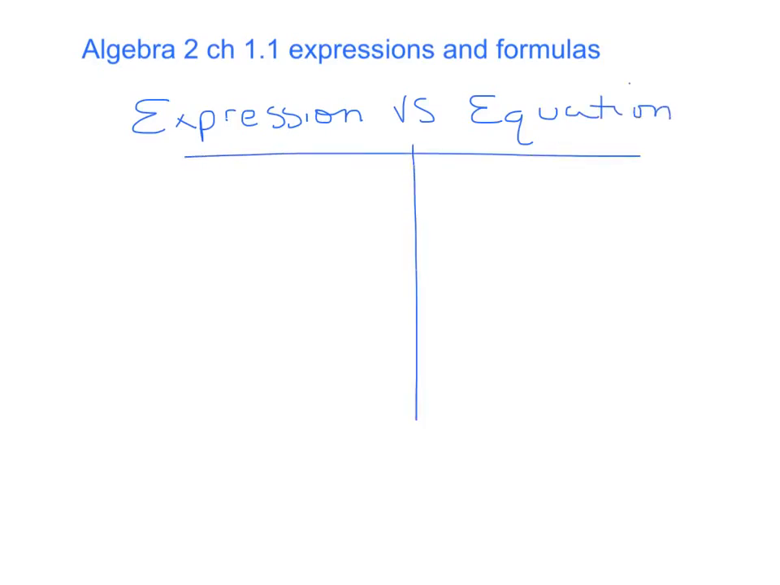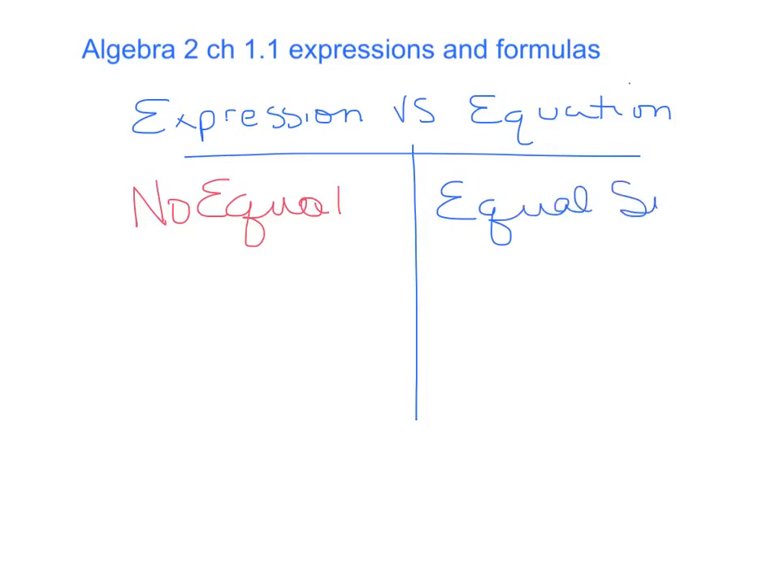Alright, like we said, an expression is going to have at least a variable. But what it doesn't have, okay, is it does not have an equal sign. Where an equation does have an equal sign. So that's a fundamental difference there, okay? And with that fundamental difference, there's different types of things we do with these things.